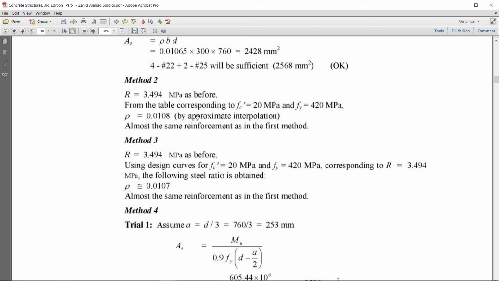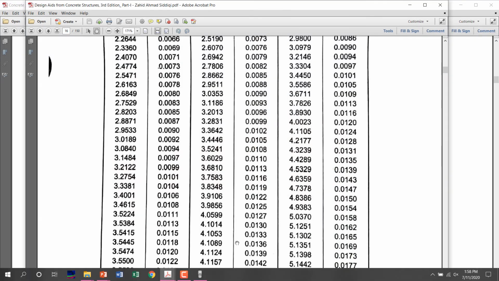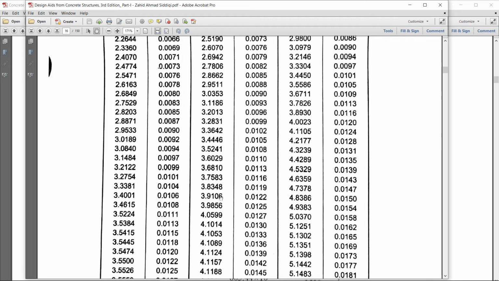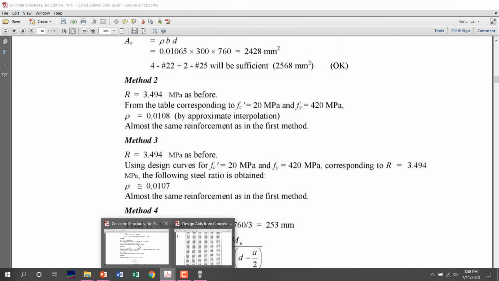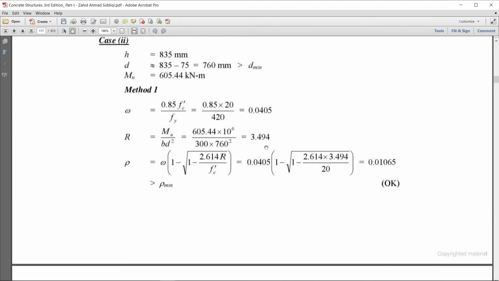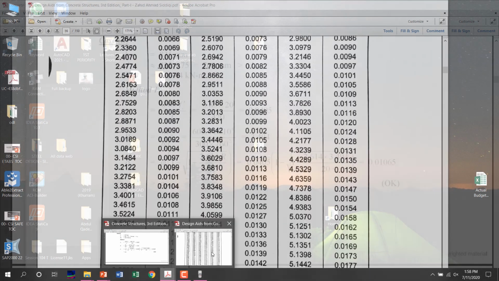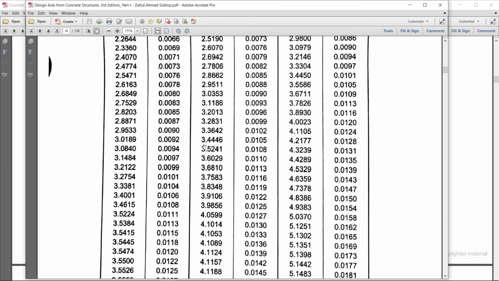0.0 by approximate interpolations, you will get the value of 0.0108. Between 3.91, sorry, I think I'm making a mistake, 3.49, not 3.9, means near to 3.5. Here 3.49 lies between 3.44 and 3.54. So after the interpolation, you will get the value for 3.49. That will come between these two values. So that's how we use the tables. That is the second method.